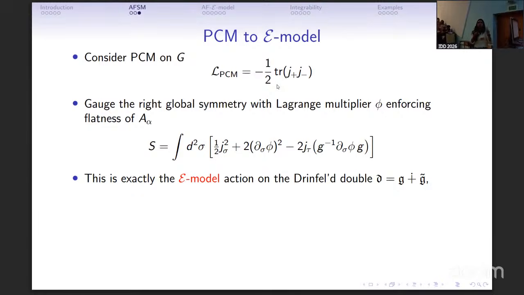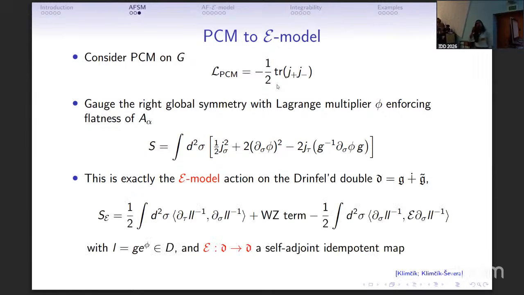And to actually visualize how that works, let's look at the original action for the E model given by Klimcik back in the day, which looks something like this. So you take this L, which sits on the double, and if we decompose it in this way and use this linear map E, which is self-adjoint and idempotent in a particular way, and once you solve it, it will actually go back to this. So these two are pretty much the same thing. That's pretty much the idea as to how you can go from PCM to the E model level.